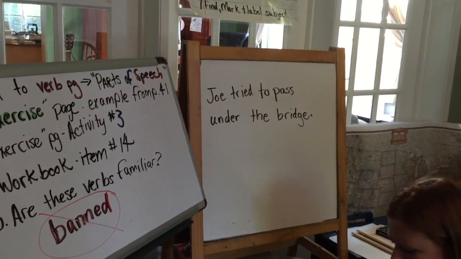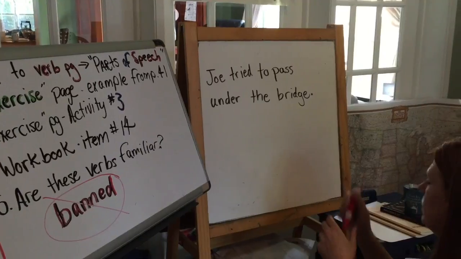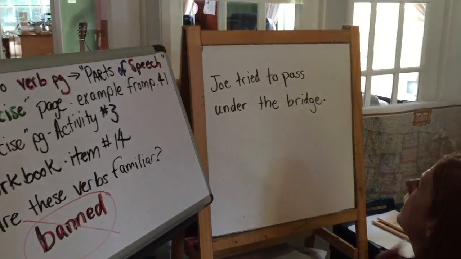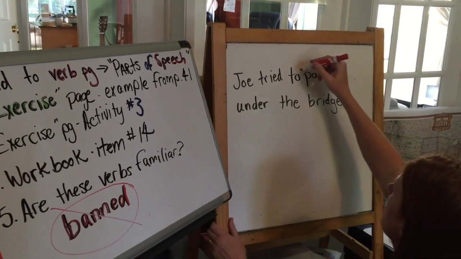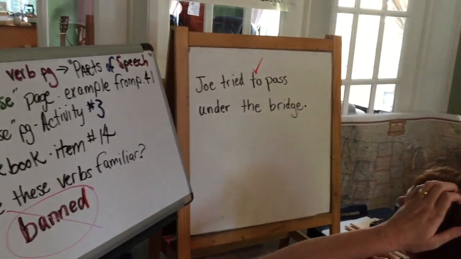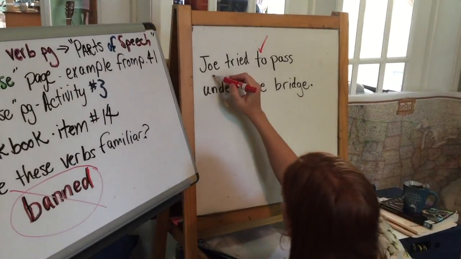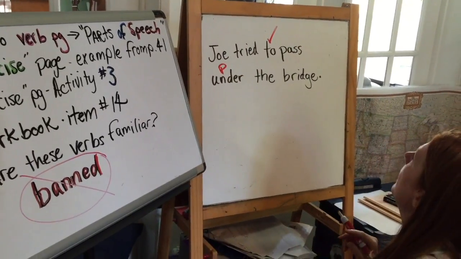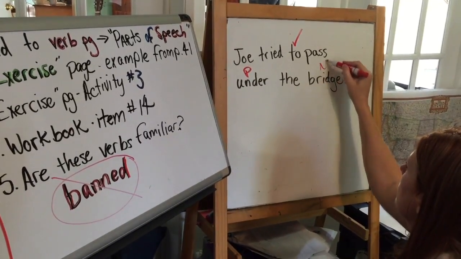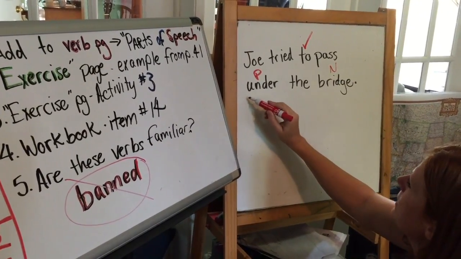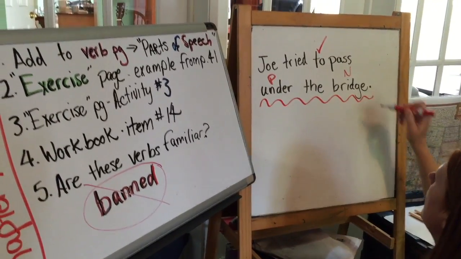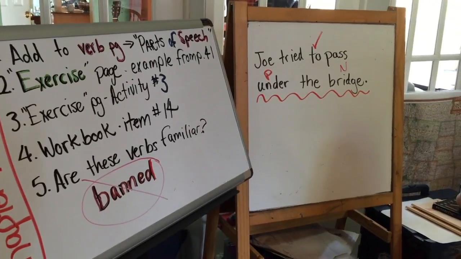Okay, now let's analyze it. What's the first thing we do? Read the whole sentence. Joe tried to pass under the bridge. Great. Check for twos is the second thing. There's one. Find and label the preposition words. Under. Okay. Go under the tree. And then the nouns. Bridge. Joe. And then the prepositional phrase. The prepositional phrase starts with a preposition, ends with a noun, and all the words in between. Okay.